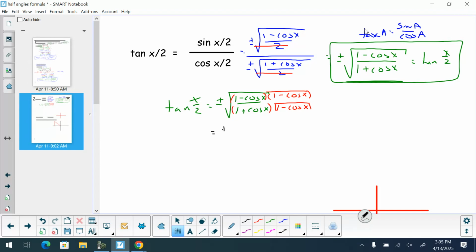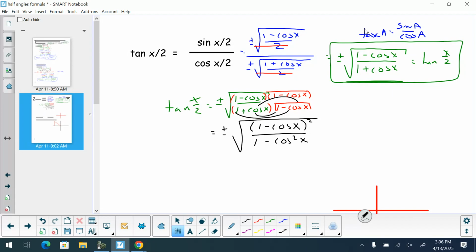So what we're left with is plus or minus on top 1 minus cosine of x all squared, because we have two factors of 1 minus cosine of x. So we have 1 minus cosine of x quantity squared. On the bottom, if we would FOIL this out, we would have 1 times 1, which is 1. We'd have a plus cosine x and a minus cosine x that would cancel out. But then what we're left with is minus cosine squared of x.